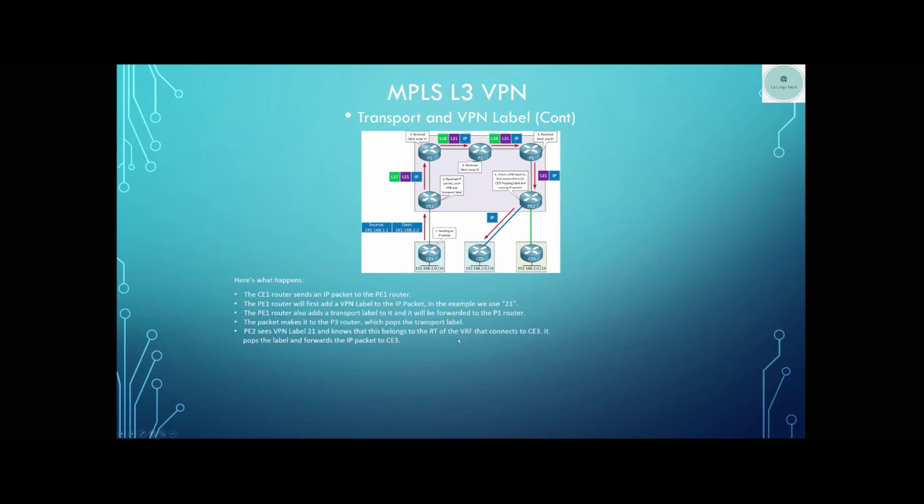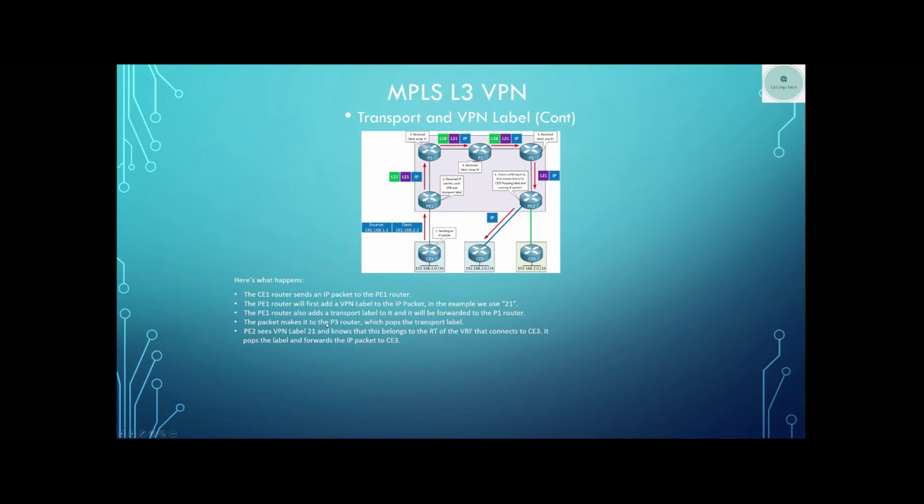Okay, so here's what happens. The C1 router sends an IP packet to the PE1 router. From there to there, the PE1 router will first add a VPN label to the IP packet. In this example, we use 21. The PE1 router also adds a transport label to it, and it will be forwarded to the P1 router.